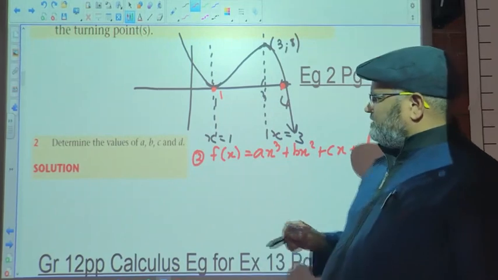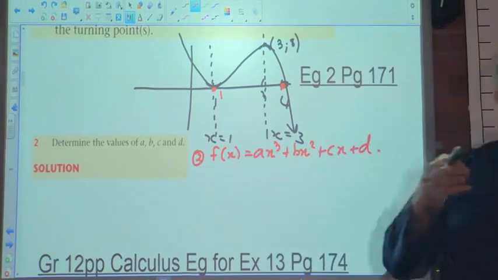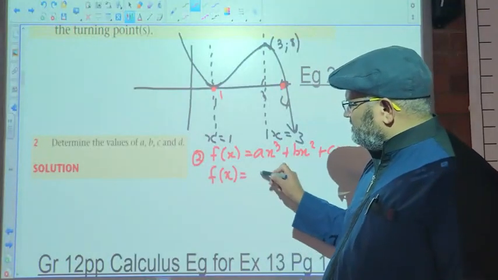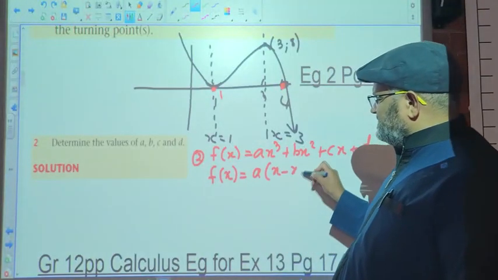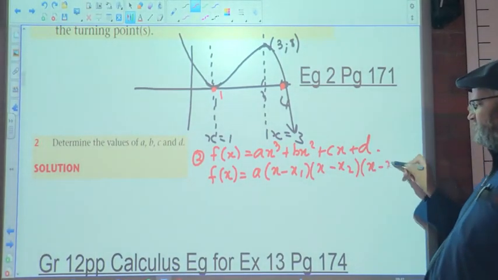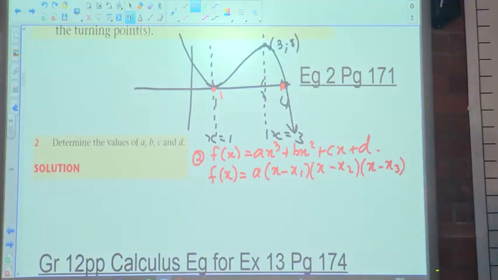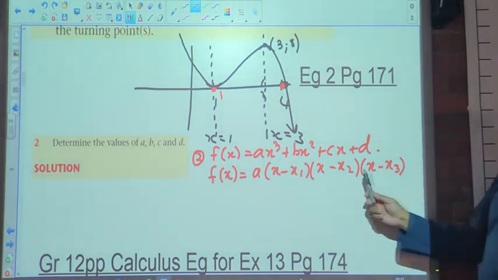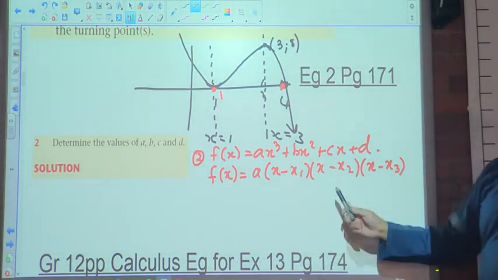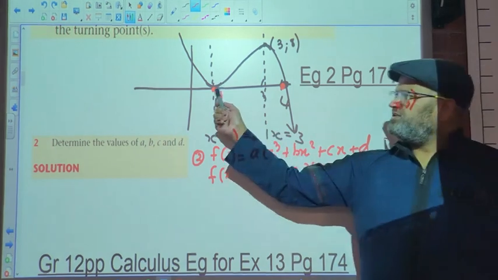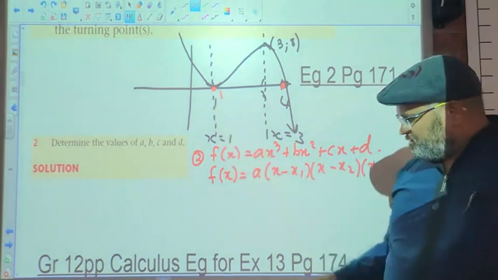Because we have our x-intercepts, we write down the following. f(x) is equal to a into (x minus x1)(x minus x2)(x minus x3). You all agree with that? However, how many factors do we see here for x? We have 3 factors. How many factors do you see? 2. I say, hang on. This is actually a 2-in-1 story here.